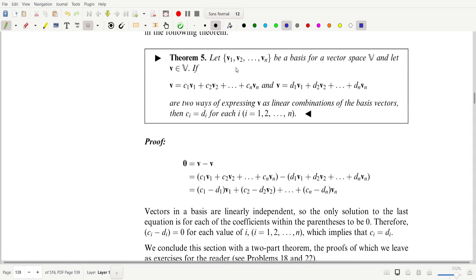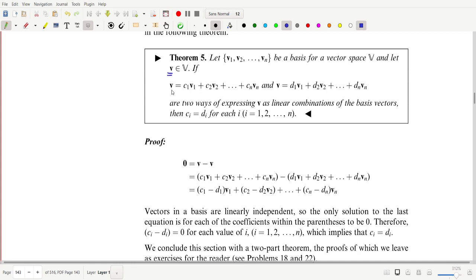Now we have Theorem 5. Let V1, V2, ..., Vn be a basis of a vector space V, and let v be an arbitrary element of V. Suppose we have two different expressions of v as a linear combination of elements of this basis V1, V2, ..., Vn. We will prove that these two expressions are the same. Okay, that means once you fix a basis V1, V2, ..., Vn, then this v can be uniquely expressed as a linear combination of elements of V1, V2, ..., Vn. That is what we have to prove.